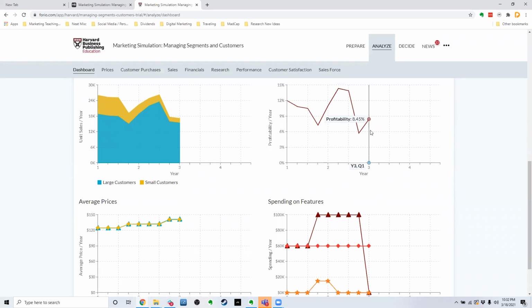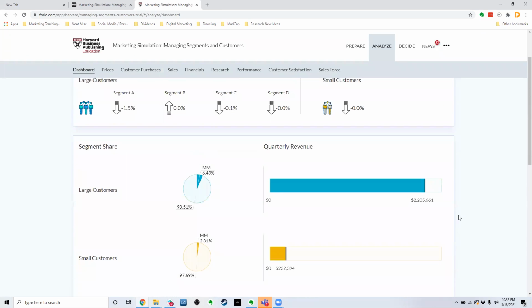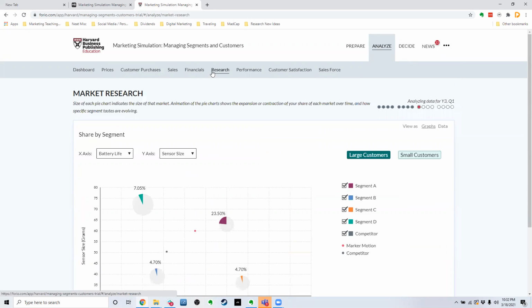Things are not looking good. Margins are up because we're not spending on features. Feature spending went down to nothing. So now we're in trouble. But if you go to the research, right?